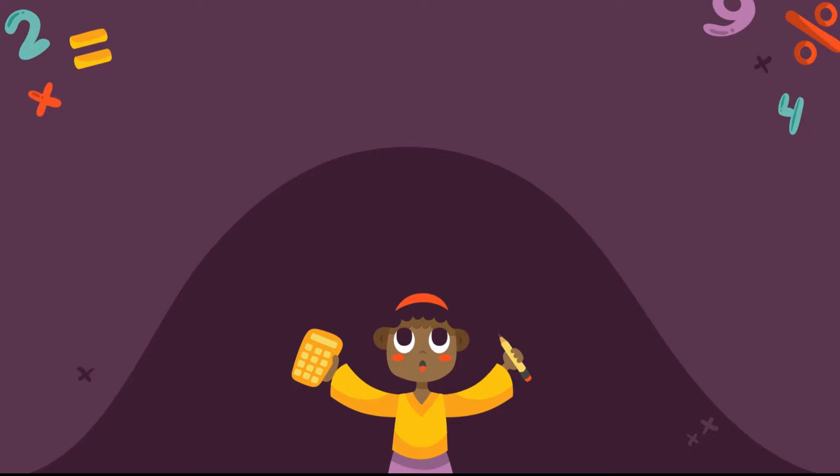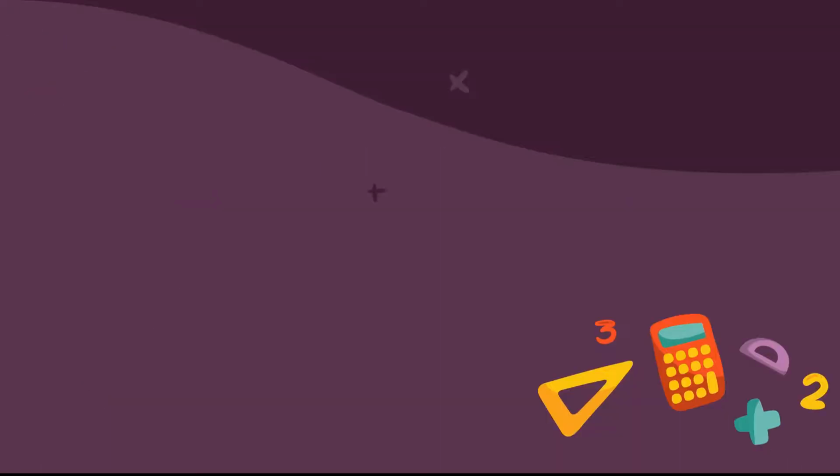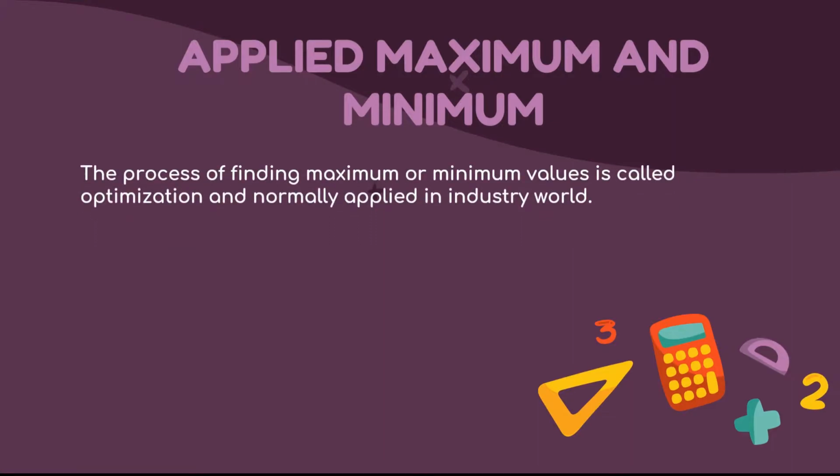Why do we use differentiation? Applied maximum and minimum is related to our assignment question. The process of finding a maximum or minimum value is called optimization and is normally applied in the industrial world.